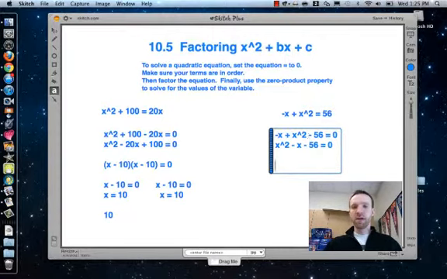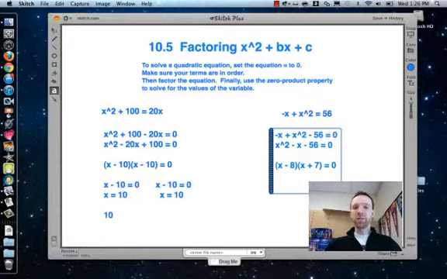Sounds good. Now we have to take this equation and factor it. What two numbers multiply together to give me negative 56 and would add up to give me negative 1? I'm thinking about negative 8 and positive 7. Negative 8 times positive 7 would be negative 56. Negative 8 plus 7 would be negative 1. So x minus 8 times x plus 7 would be the factored form, and that still equals 0. That would multiply together and give me x squared minus x minus 56.